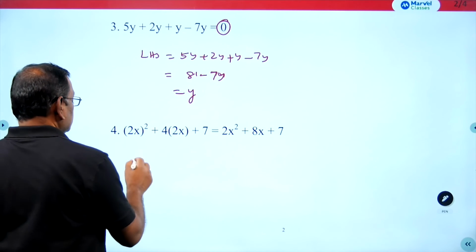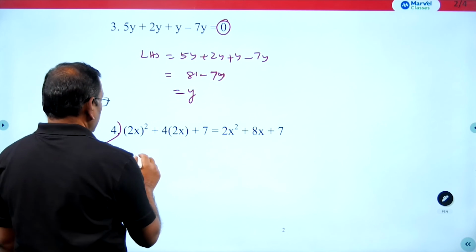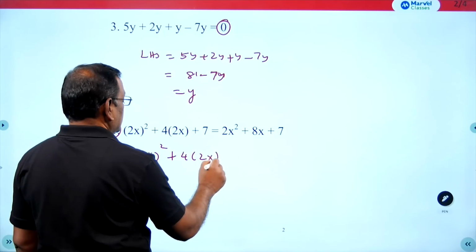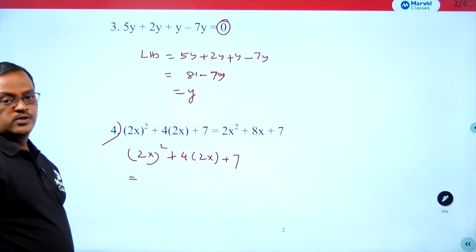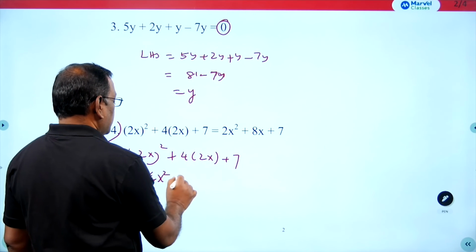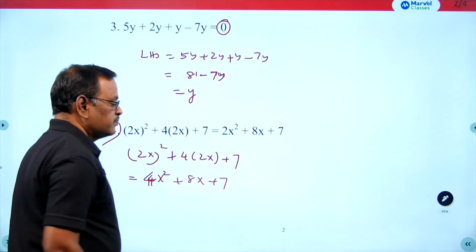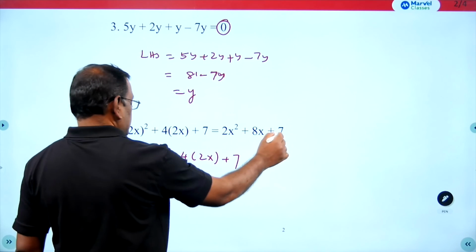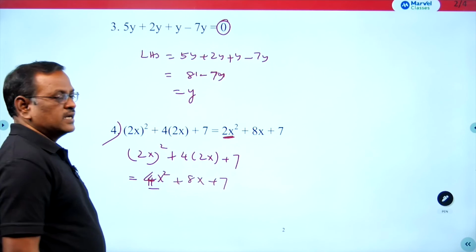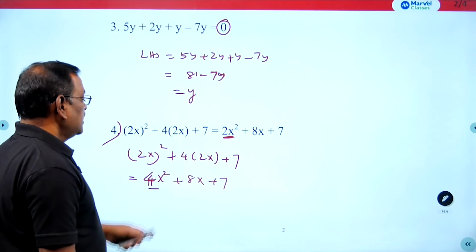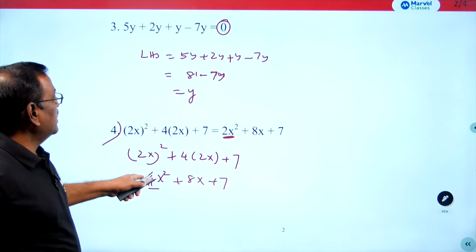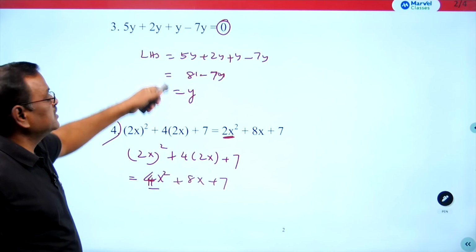And fourth example, the expression is 2x the whole square plus 4 into 2x plus 7. Now what is 2x the whole square? 2x the whole square is 4x square plus 8x plus 7. Now compare with RHS. Constant term 7 is there, middle term 8x is there, but here only 2x square is there, but the original expression contains 4x square and hence replace 2x square by 4x square. That is an error, okay. So this is an example for quadratic, and this is with 3 terms and it has 4 terms.